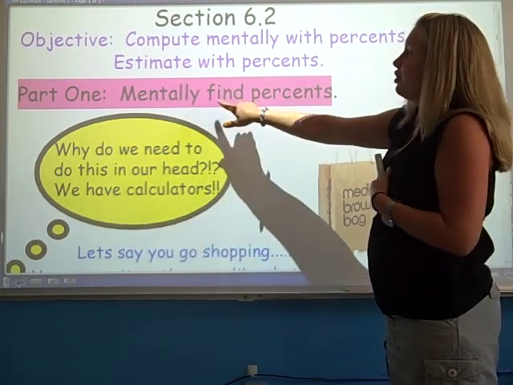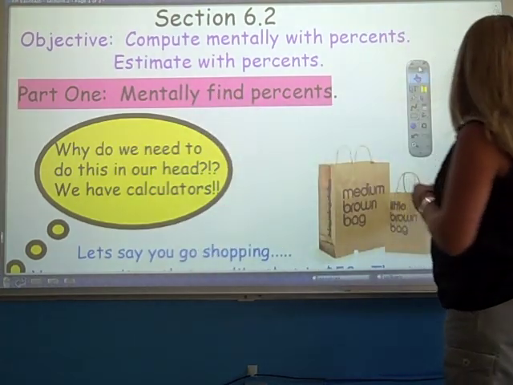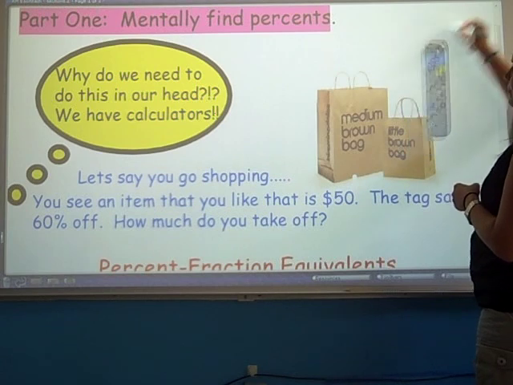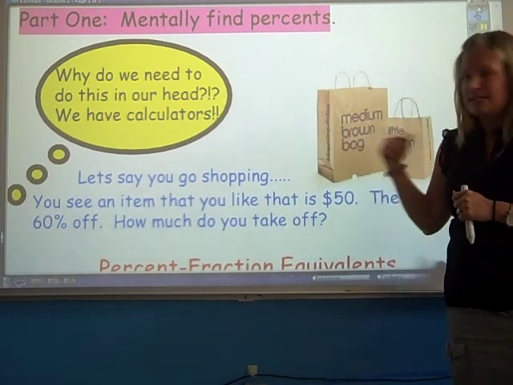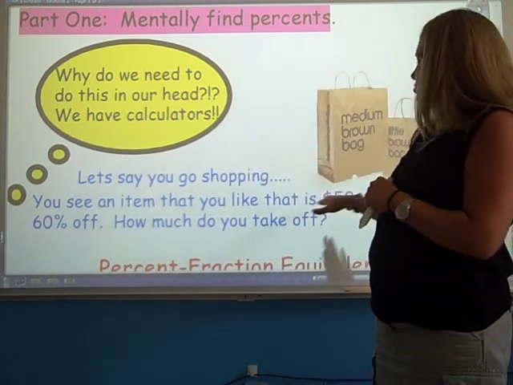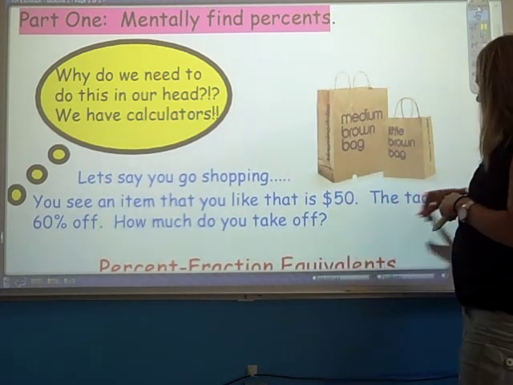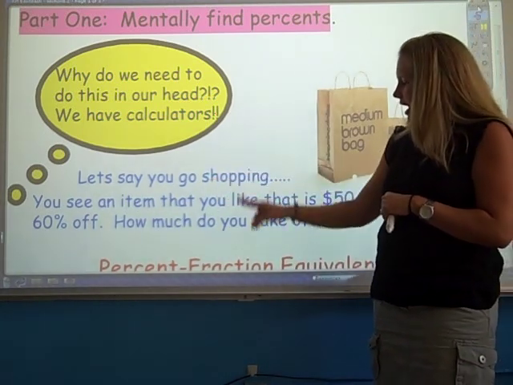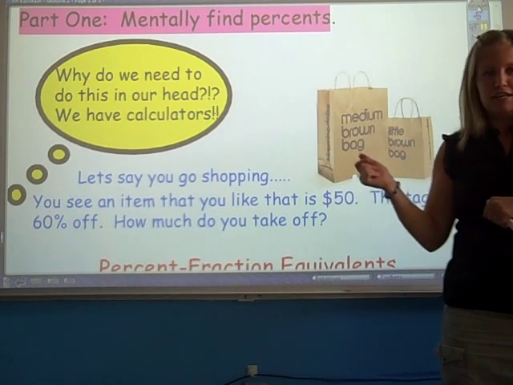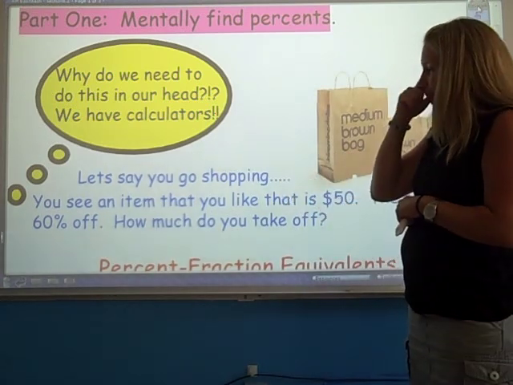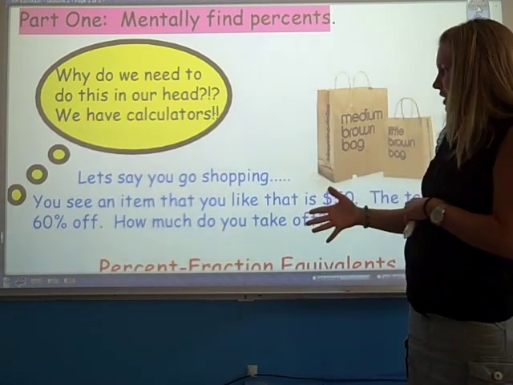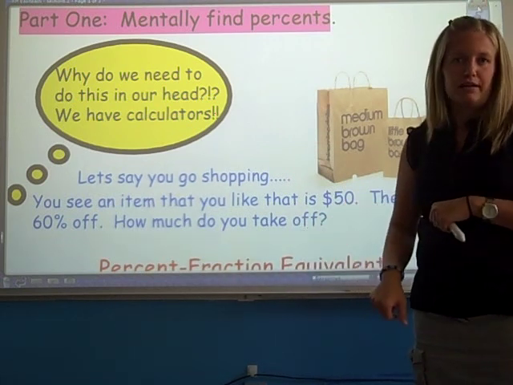First, part one, you're going to mentally find percents. For example, here we're shopping at Bloomingdale's, and you see an item that you like that is $50, and the tag says 60% off. How much do you take off? Now I already have the answer like that, and I'm going to teach you how to do that problem. I will tell you that we take off $30.